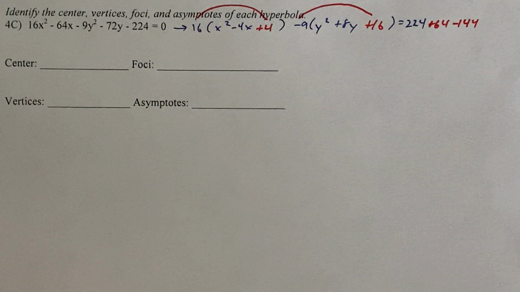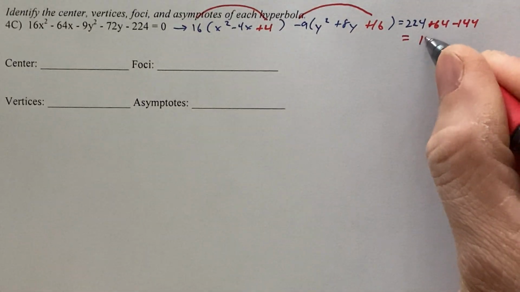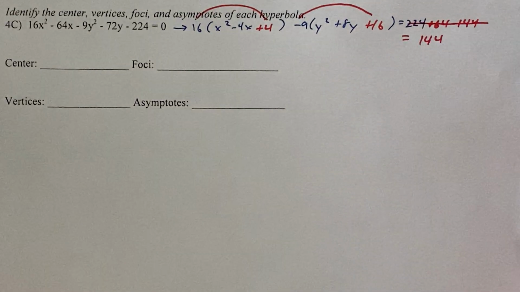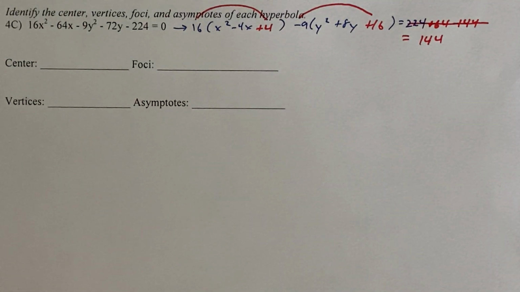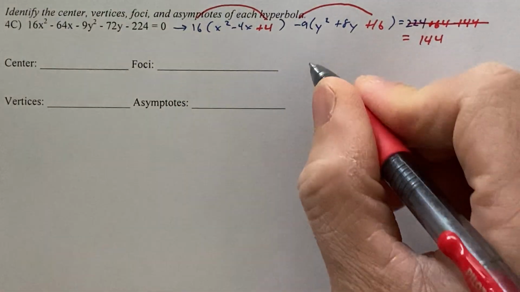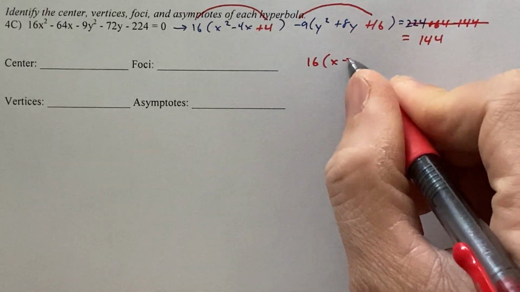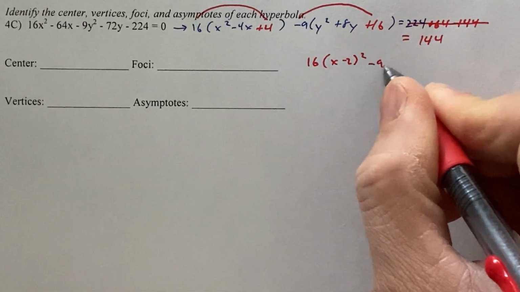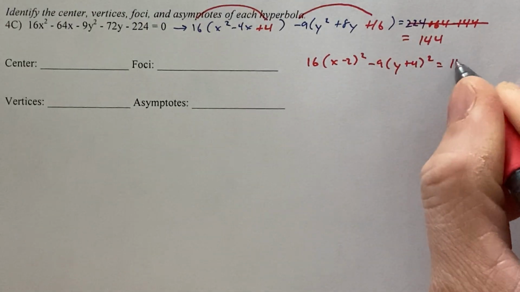So if I clean that up, this whole right-hand side equals 144, okay? All right, now I can begin the factoring process to get this to be a little bit more user-friendly. So it's going to be 16, super duper easy factoring, x minus 2 quantity squared, minus 9, super duper easy factoring, y plus 4 squared equals 144.